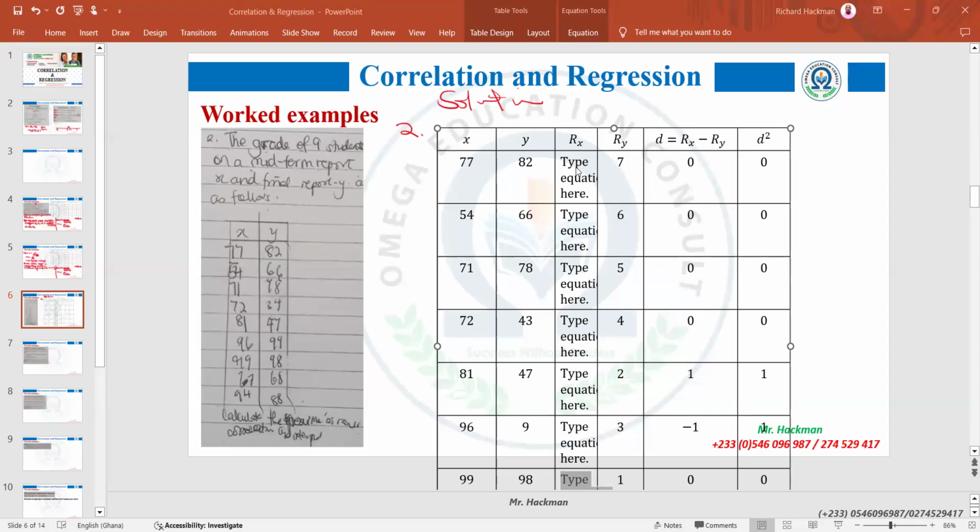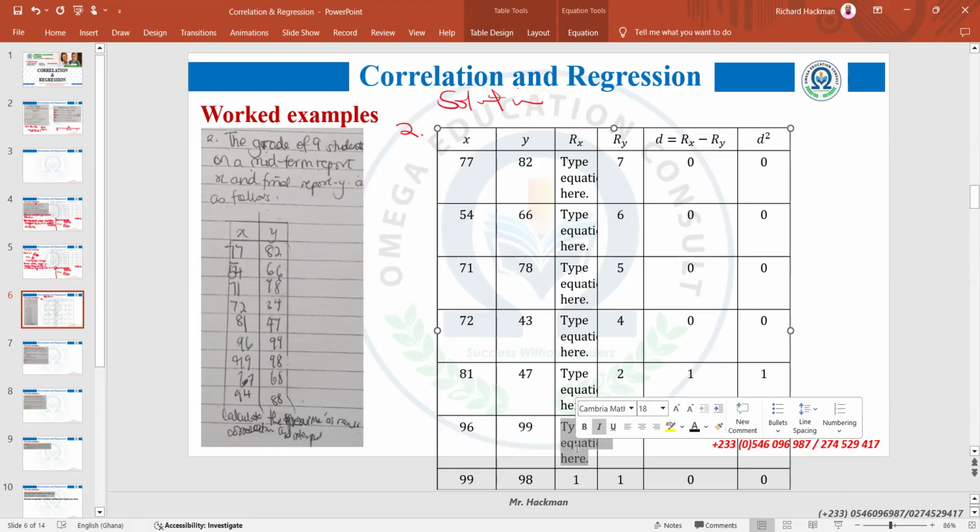now, what do we do? We come and rank the X values. If you rank, the highest is 99, so we'll assign 1 to it. Hello, are you with me? Is it 9 instead of 99, the last one? This one, right? Yes, please. Okay, all right. Thanks for drawing my attention to that.